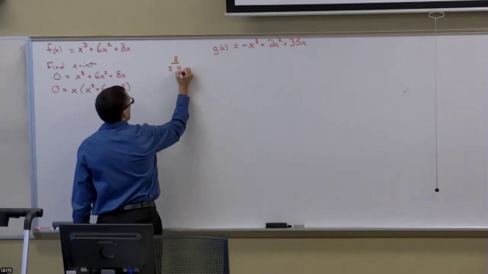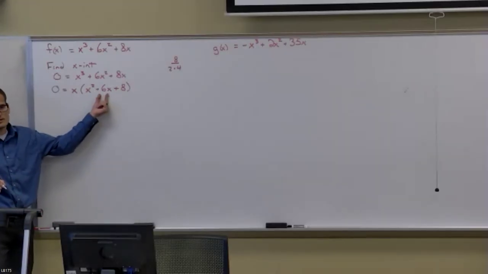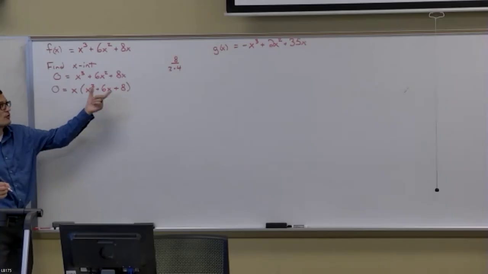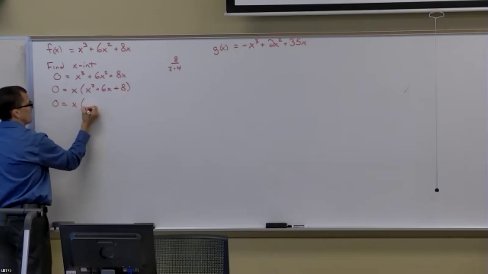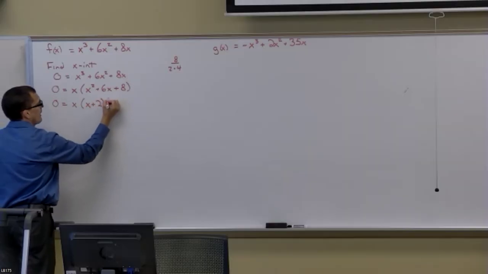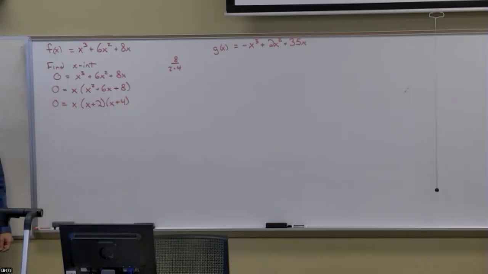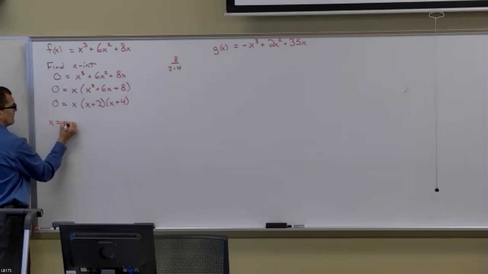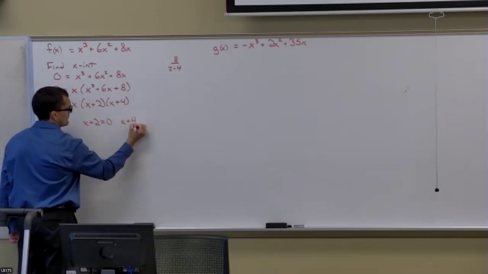2 times 4 is 8. 2 plus 4 is 6. So those are my factors of this quadratic. We're going to factor that x squared plus 6x plus 8 into x plus 2 times x plus 4. And then we're off to the races in exactly the same way we were before. We set everything equal to 0: x is equal to 0, x plus 2 is equal to 0, x plus 4 is equal to 0.